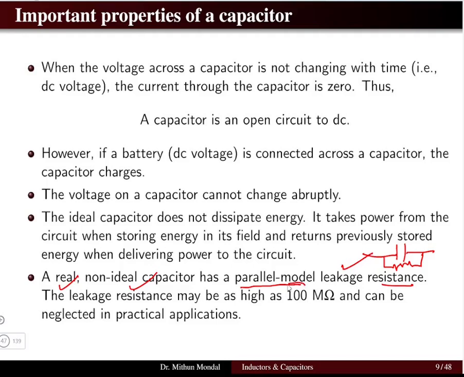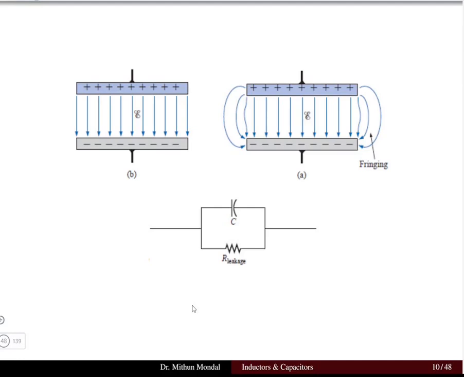Typically, the value of this leakage resistance is very high, around 100 mega ohms, and therefore in all practical applications it will be neglected, because there will be almost no current flowing in the resistance. Because the resistance is very high, the current will be small, and in practical applications you can remove it as if it is an ideal capacitor. Here we can see two conducting plates separated by a dielectric, and the electric flux lines are being shown.